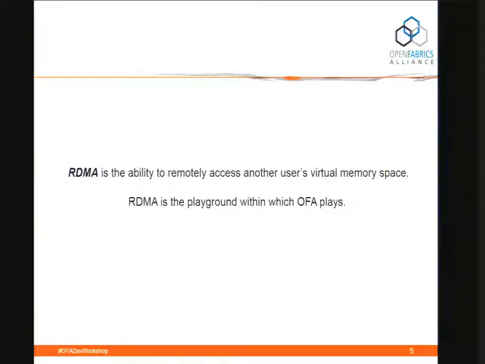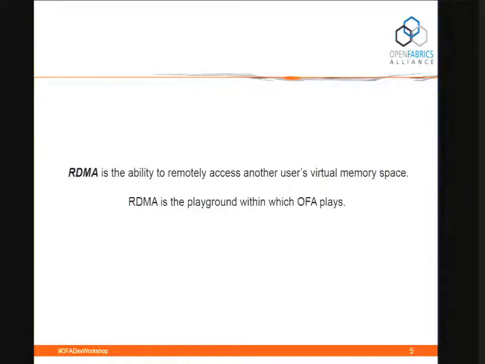Anybody? IB. IB. That's what most people say. It's IB, it's InfiniBand. I'm going to try to stretch us just a little bit and get us to think about RDMA as a communications model and InfiniBand as an implementation of that communications model. And you'll see why in a minute.